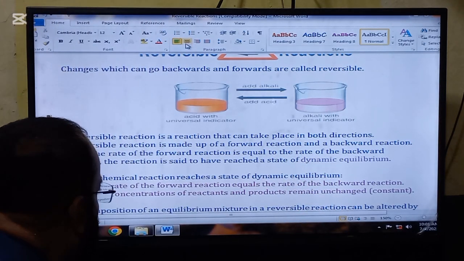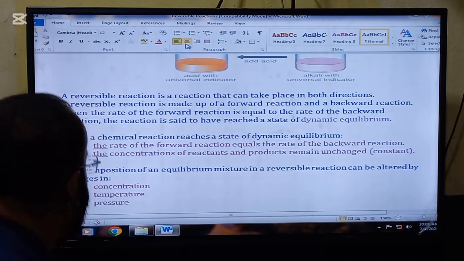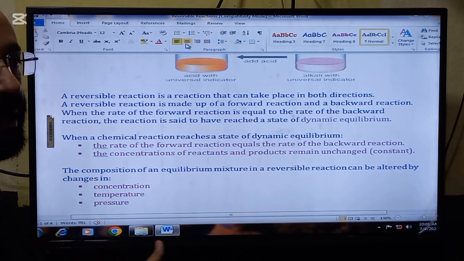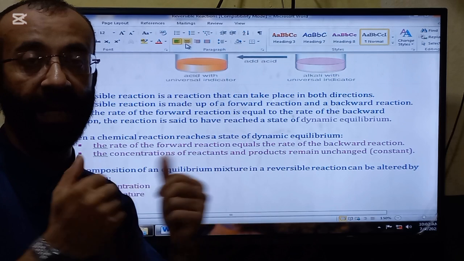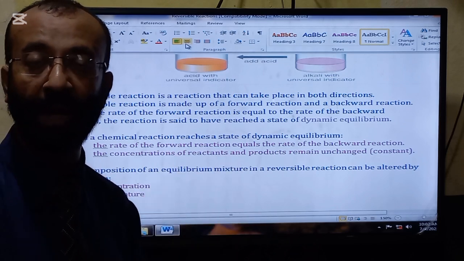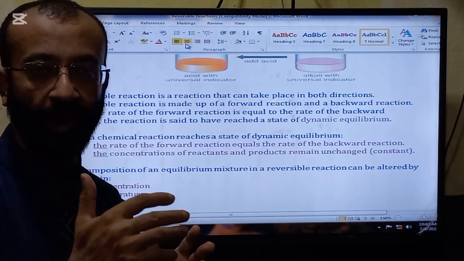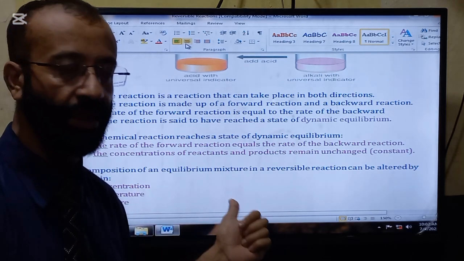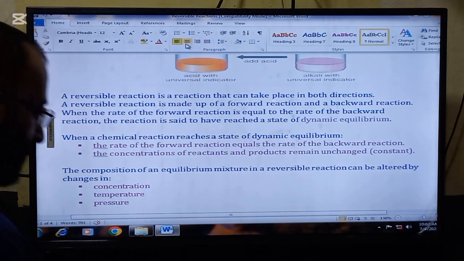The composition of an equilibrium mixture in a reversible reaction can be altered by changes in three conditions. These three changes can take the reaction out of dynamic equilibrium, because the rate of the forward or backward reaction can be changed by changing these conditions. The conditions are: number one, concentration; number two, temperature; and number three, pressure.